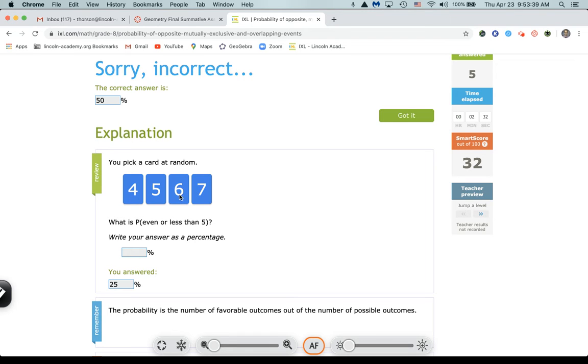4 and 6 are even, so there's 2 chances of getting an even number. There's 1 chance of being less than 5, but that 1 is an even, so don't double count it. So don't do 3 out of 4. There's just those 2 chances. You either roll the 4, which happens to be less than 5, or it's even, or we roll the 6. So that would be 50% chance.